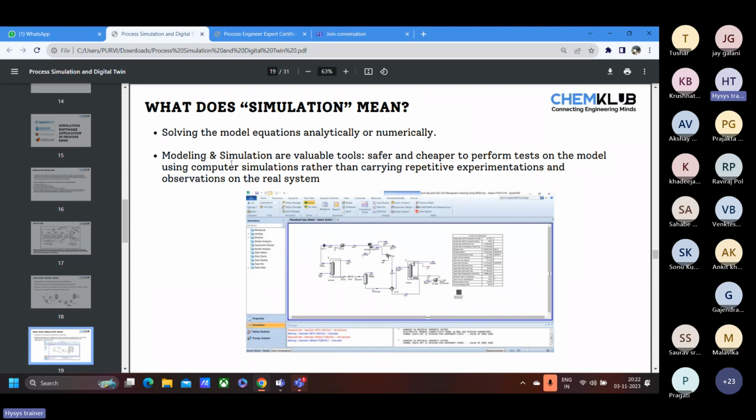So modeling and simulation are valuable tools, and they are safer and also cheaper. Safer because you are not doing it on a real system. You are taking trials, experimenting in a modeling or simulation environment, so there is no harm. It is safer and cheaper to perform tests using computer simulation rather than carrying out repetitive experimentation and observation on a real system.